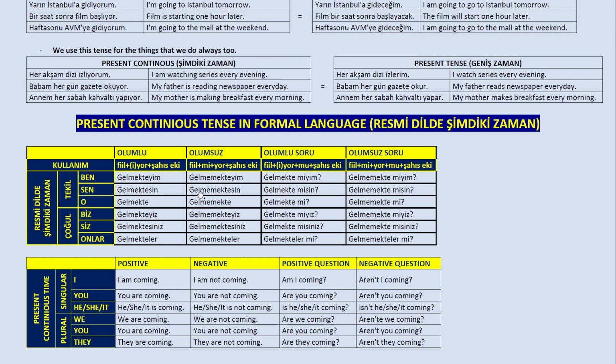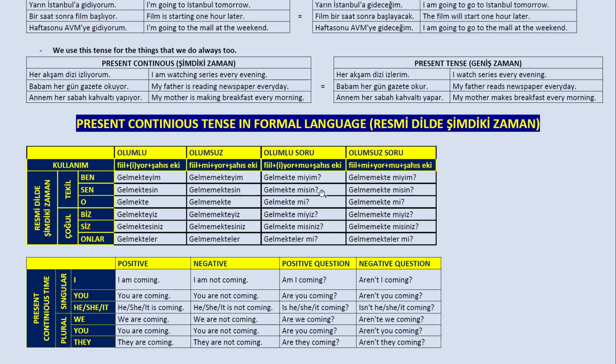In the negative form, we will use -memekte, gelmemekte. Or if it was a thick vowel, then it would be -mamakta, yapmamaktayım, for example. Gelmemektesin, gelmemekte, gelmemekteyiz, gelmemektesiniz, gelmemekteler.